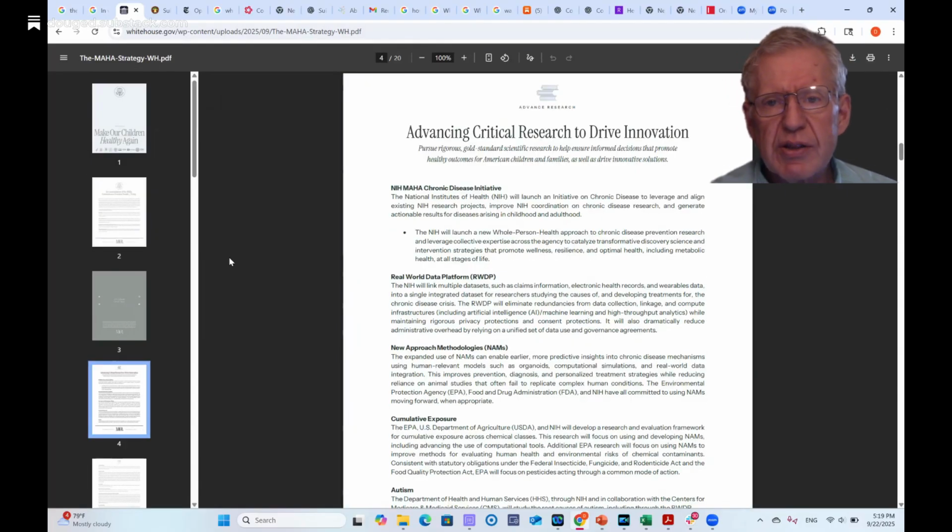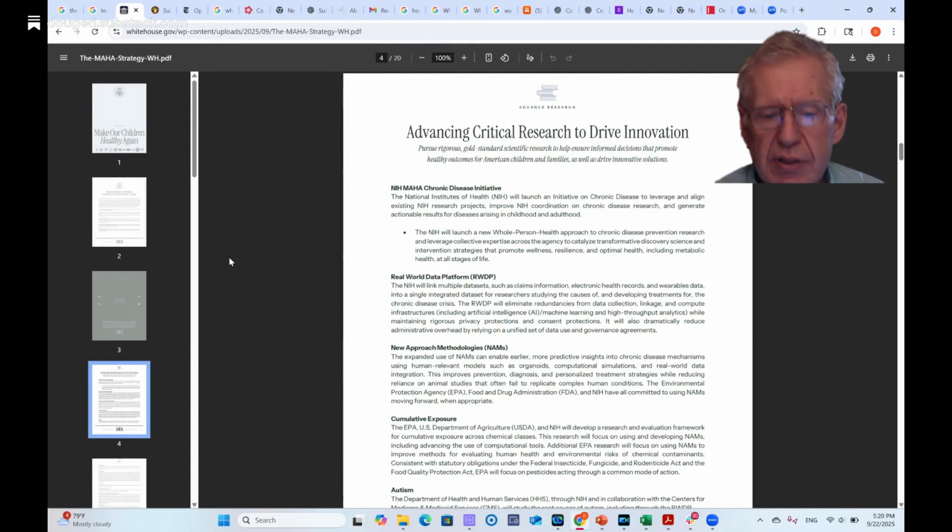Now, as we look inside the report, we see a number of topics under advancing critical research to drive innovation. We should look at all of these. We may talk about these throughout the semester, and I encourage my students to read about them from this article and from this paper and think about them. But I want to call out one in particular. The second one, real-world data platform.